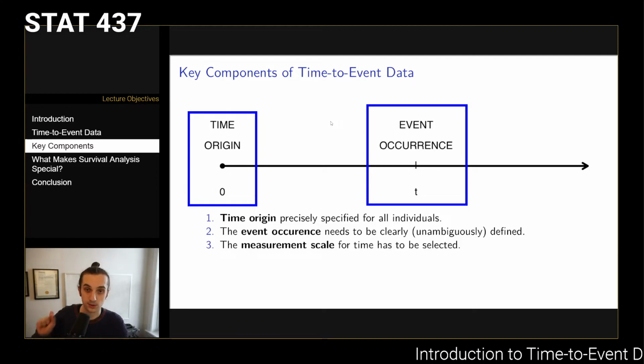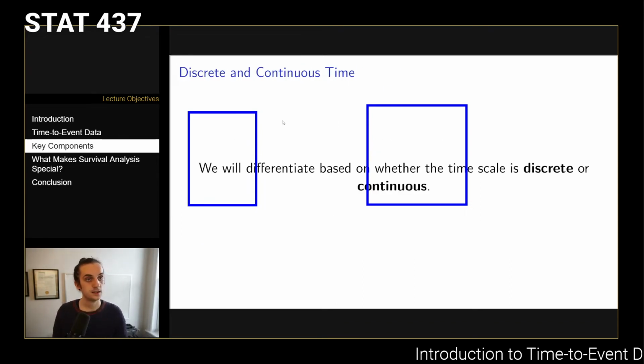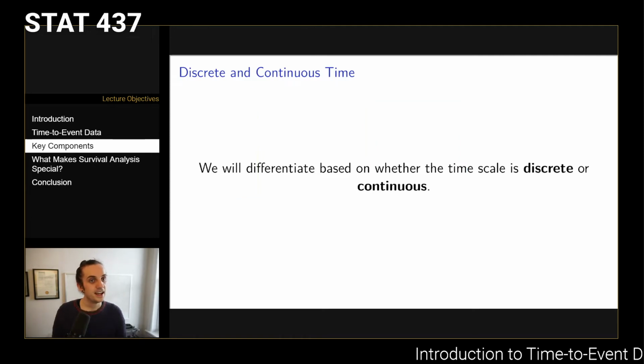So if you've defined what the origin is, when the event has occurred, you know specifically how to assess that, and you know how you're measuring time, then we have all of the components we need for time to event data to be well defined. So I'll clear those boxes here. And just note that we're differentiating between discrete and continuous time. So if the scale you're using is discrete, then we will use a particular set of methods. And if the scale you're using is continuous, we'll use different methods. This is what you've been seeing throughout your statistics courses already, and that will become more apparent during the analysis of survival data.